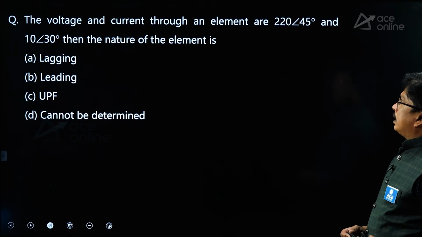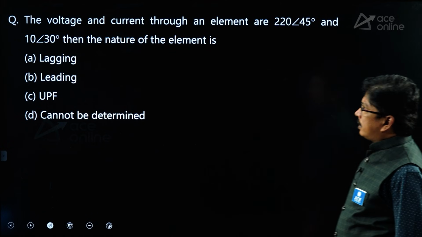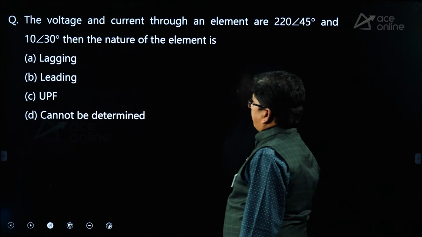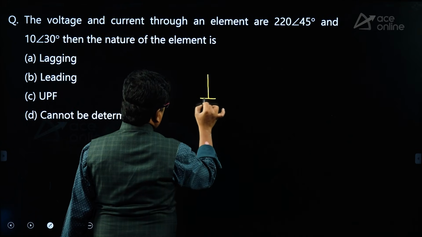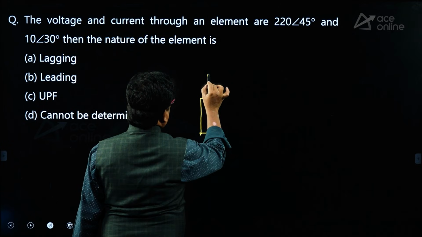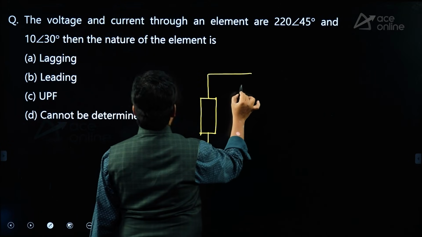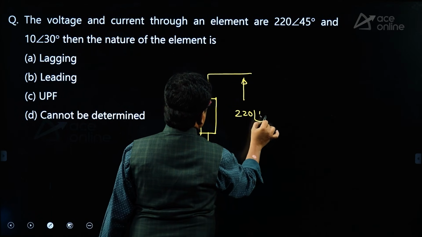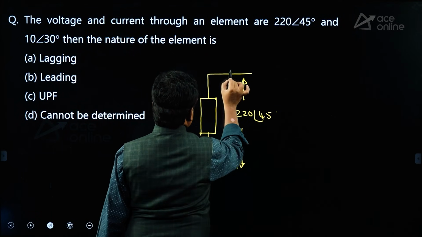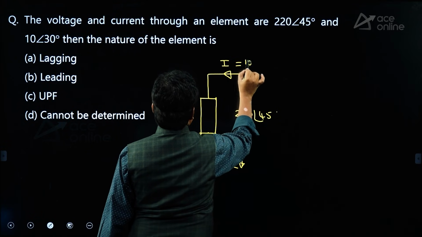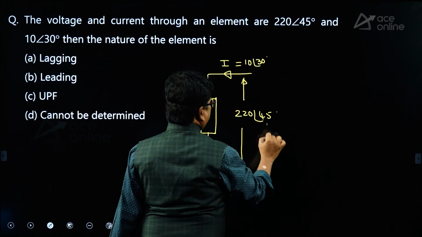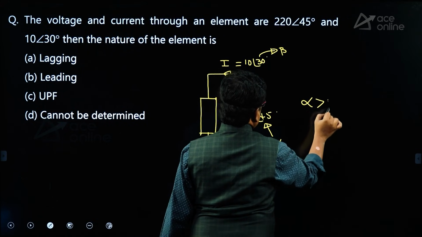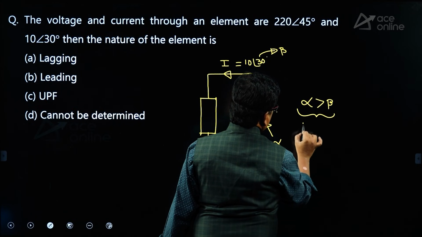The voltage and current through an element are 220 at an angle of 45 degrees volts and 10 at an angle of 30 degrees amperes. Then the nature of the element is? Whenever you have an element, students, across this element, when voltage is 220 at an angle of 45 degrees and current entering into the element I is 10 at an angle of 30. Here the voltage phase angle is alpha, the current phase angle is beta. Whenever alpha is greater than beta, the element is called a lagging element.